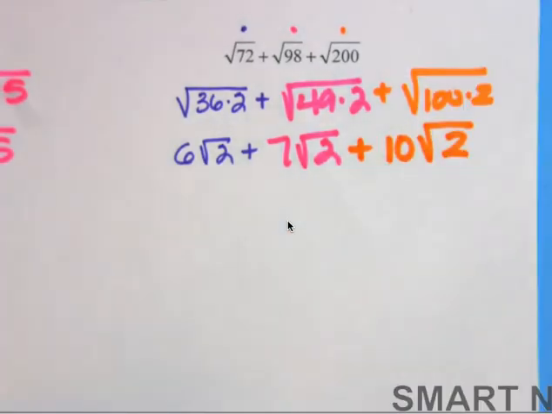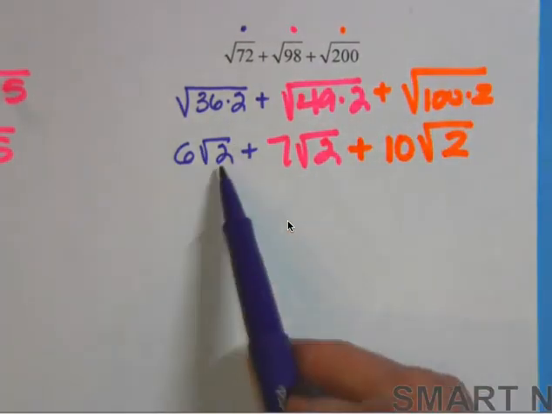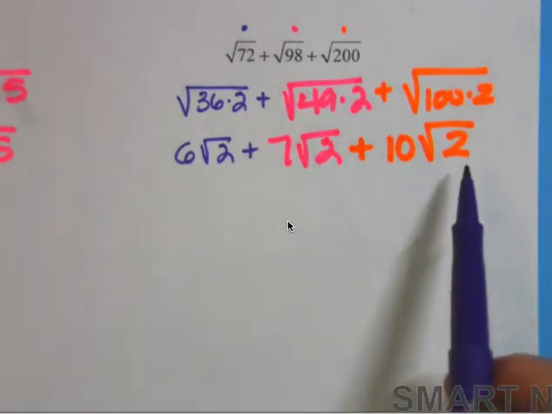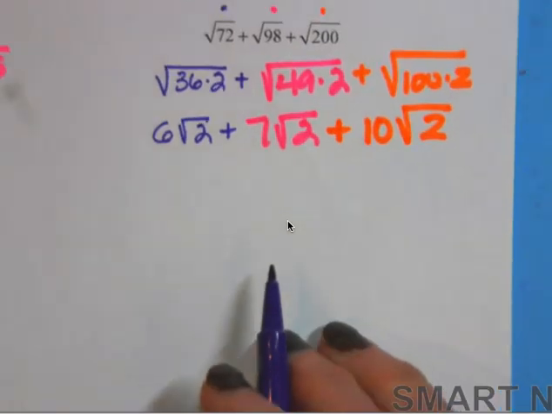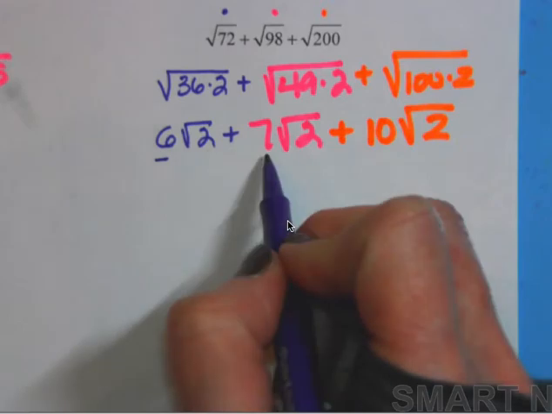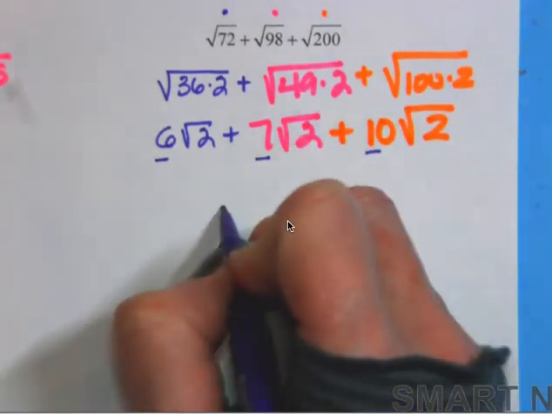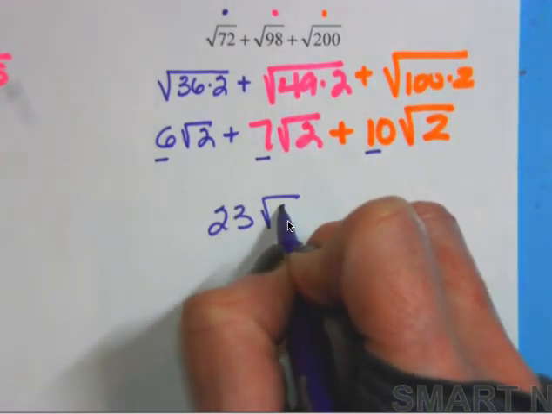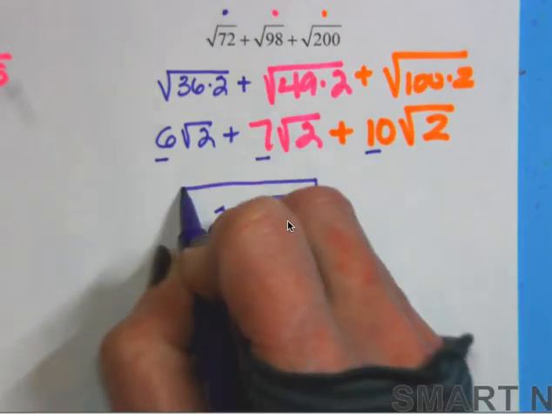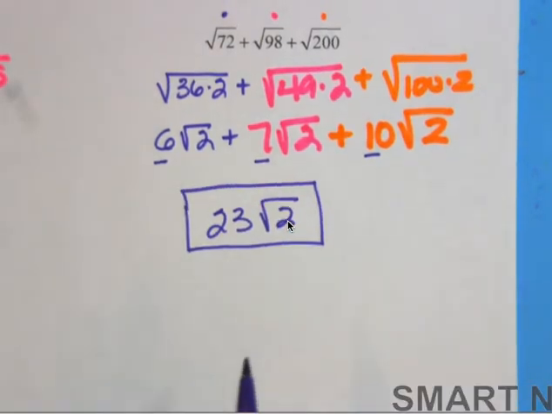And then I do my mental check. I see that the radicands are all the same, so I now just simply add the numbers outside. 6 plus 7 plus 10, giving me 23 radical 2. So my simplified sum would be 23 radical 2.